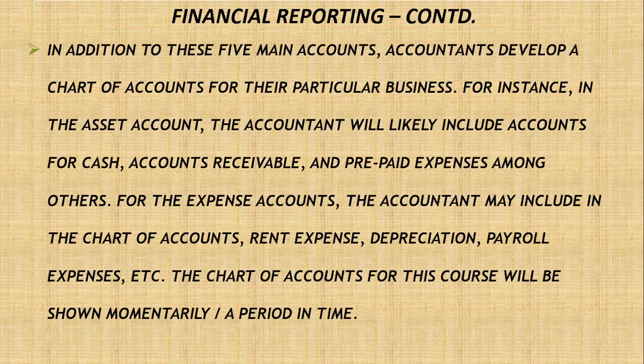In addition to these five main accounts, accountants develop a chart of accounts for their particular business. For instance, in the asset account, the accountant will likely include accounts for cash, accounts receivable, and prepaid expenses, among others. For the expense accounts, the accountant may include in the chart of accounts rent expense, depreciation, payroll expenses, etc. The chart of accounts for this course will be shown momentarily.